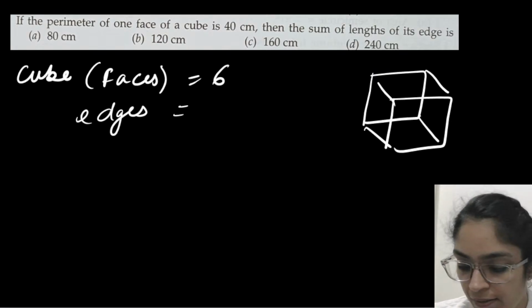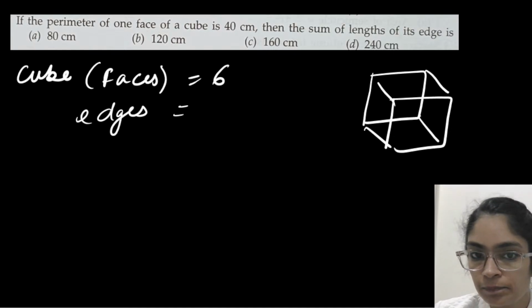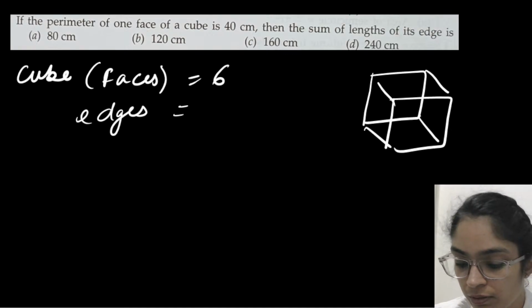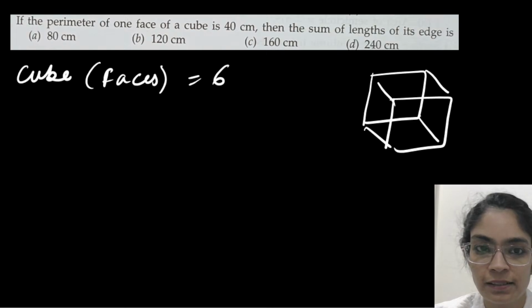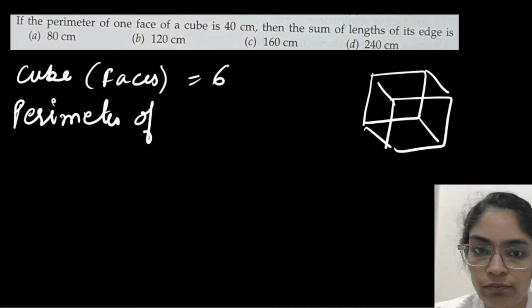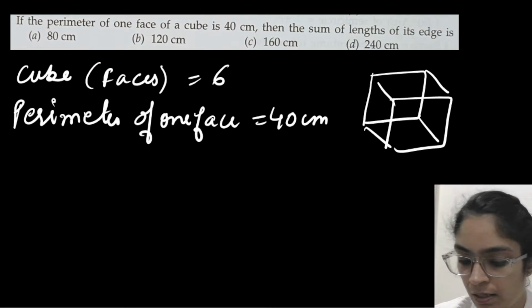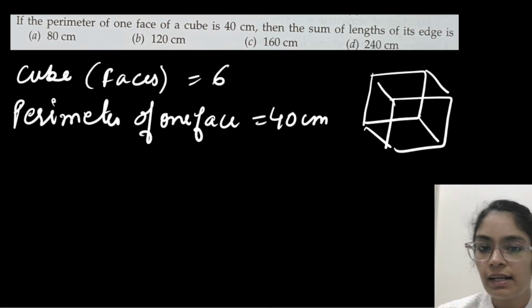So in a cube, how many edges are there and how will we find? So 12 are there, but how will we find 24? Why different answers? And what is perimeter? So the perimeter of one face is given to us. Of one face, it is 40 centimeter. So edges are 12. Yes.